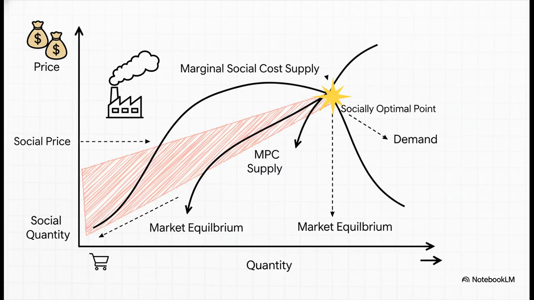The socially optimal point, however, the place we want the market to be, is found where the marginal social cost curve crosses the demand curve. You see, this higher supply curve includes all those external costs like pollution and congestion. And this new equilibrium point gives us a higher, more honest price and a lower, more sustainable quantity. The gap between these two points, that right there, is the market failure.